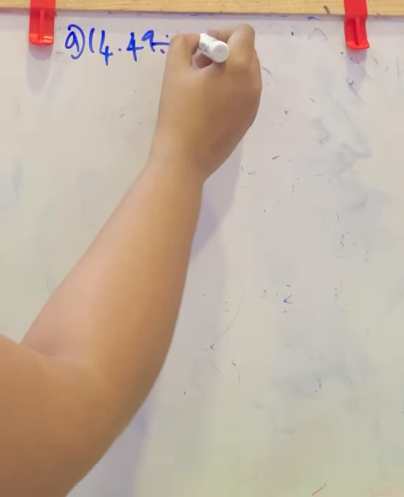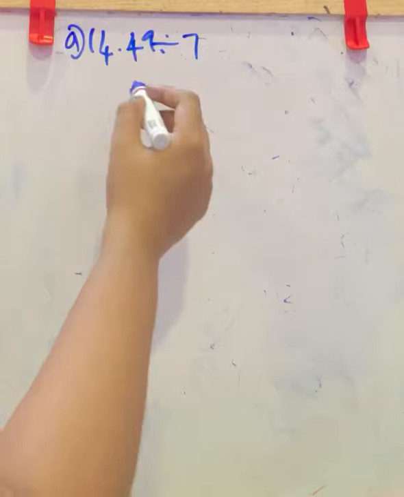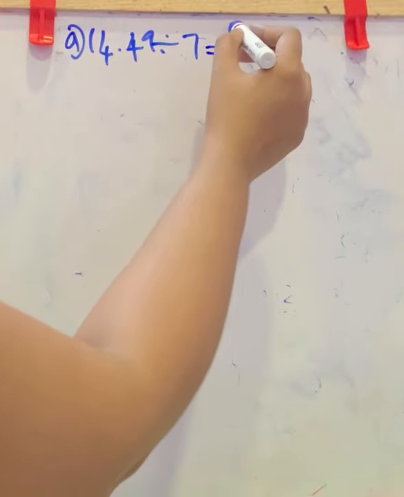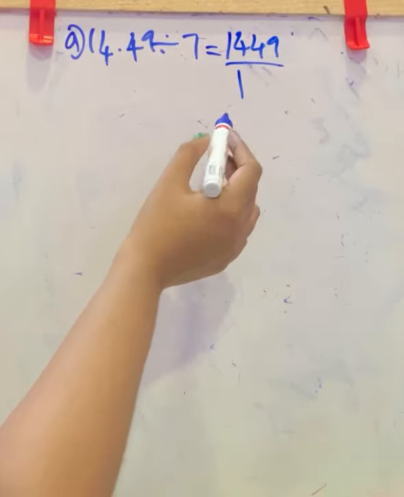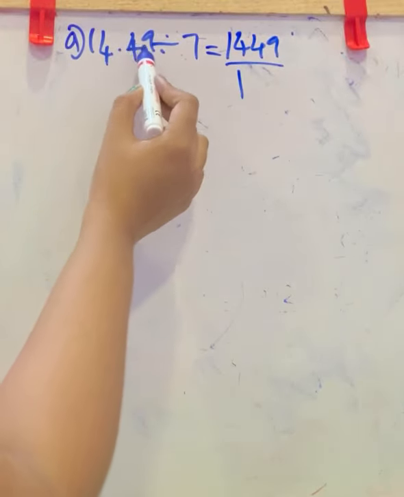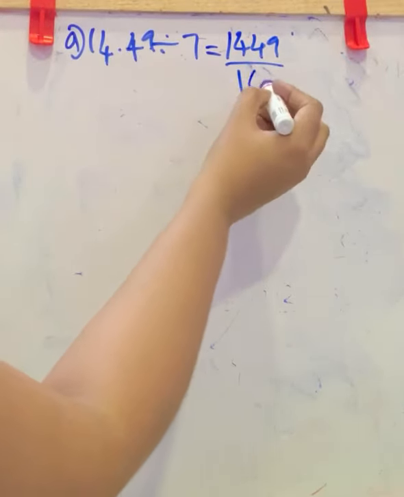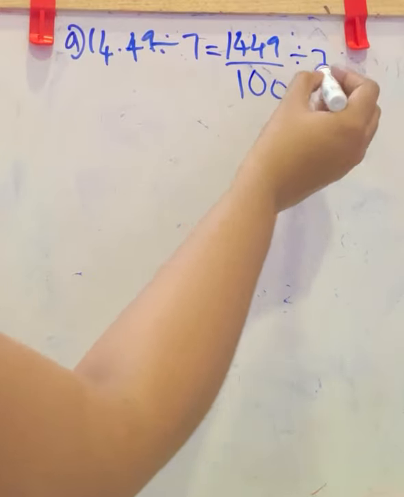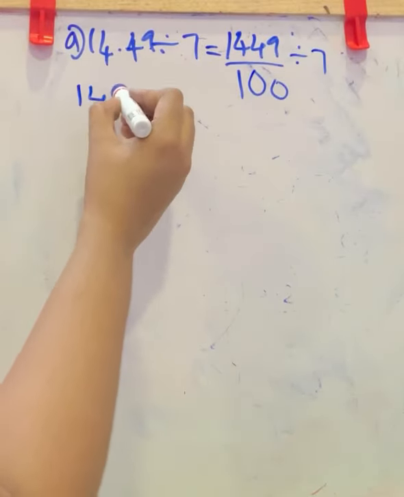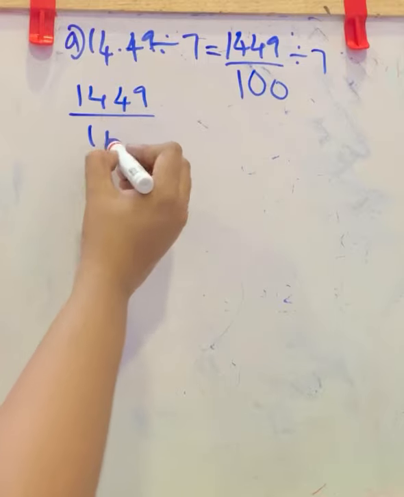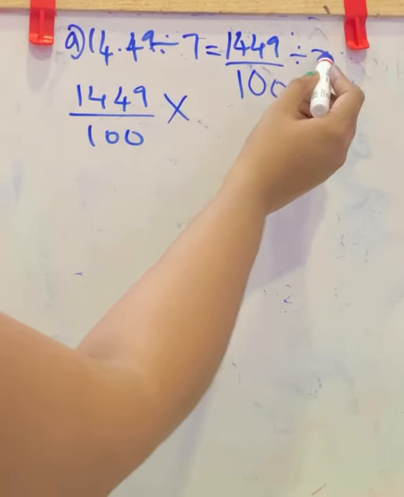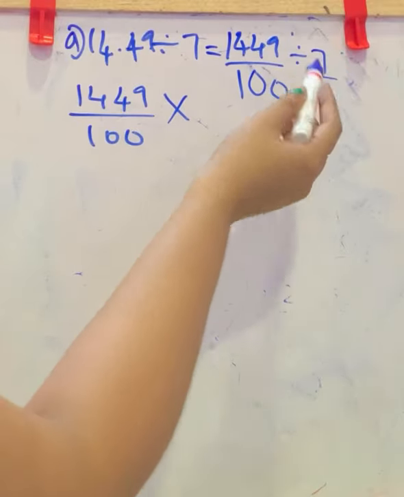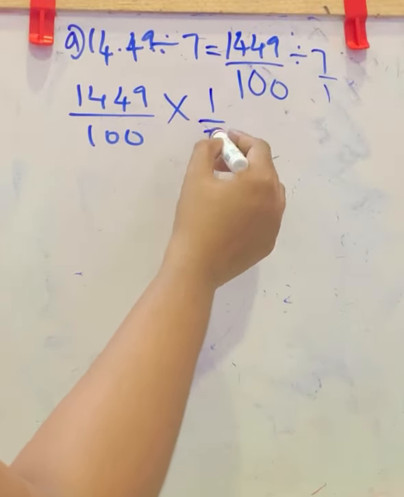Next question, 14.49 division 7. Here 14.49 can be written without decimal as 1449 by 1. Count how many numbers after the decimal: 2 numbers, so put 2 zeros, division 7. Now this can be written as 1449 by 100. Division converts to multiplication. Then 7 means 7 by 1, and its reciprocal means 1 by 7.